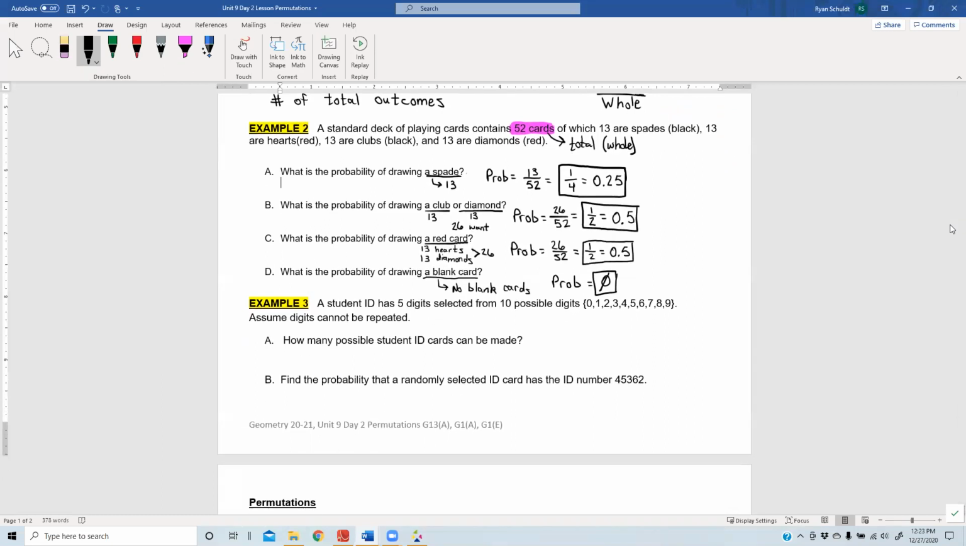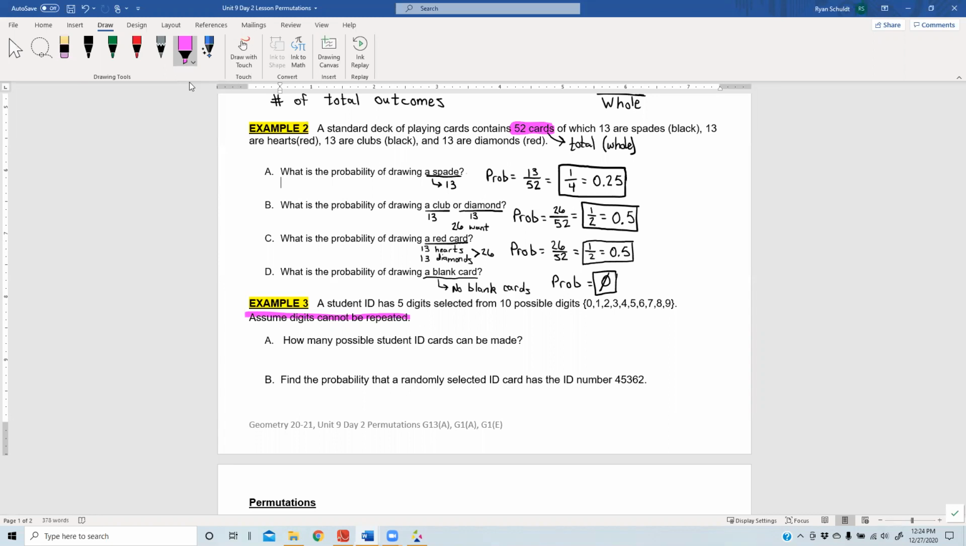Okay, so there's that example. Now let's look at the next one. We're dealing with ID numbers. A student ID has 5 digits selected from 10 possible digits. The 10 they're picking from are just your normal numbers: 0, 1, 2, 3, all the way to 9. Those are your digits you're picking from. Assume digits cannot be repeated. So, that's good news. That means you can't have an ID number that's all 6s. Can't repeat digits.